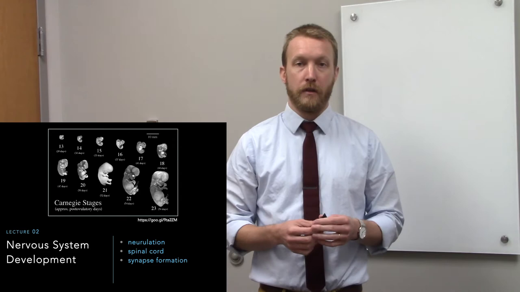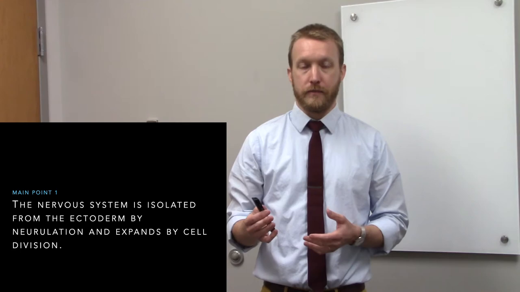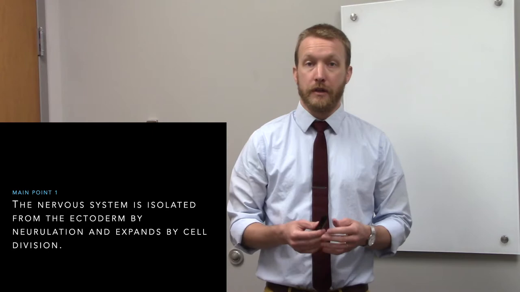So we'll begin with neurulation. Neurulation is the process where we take the nervous tissue and separate it from the rest of the ectoderm. The rest of that ectoderm will go on to form the epidermis. Following neurulation, several rounds of cell division are going to then create our young, developing nervous system.